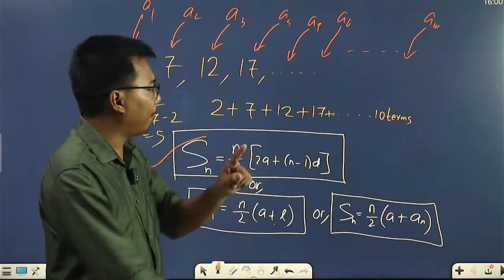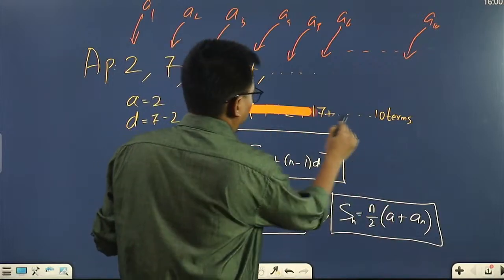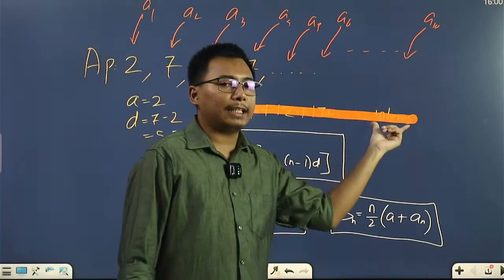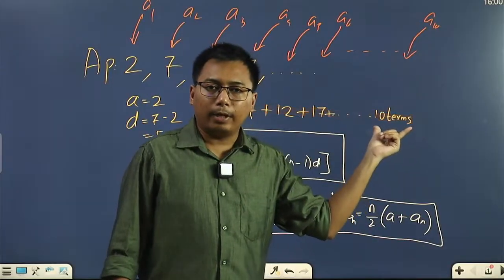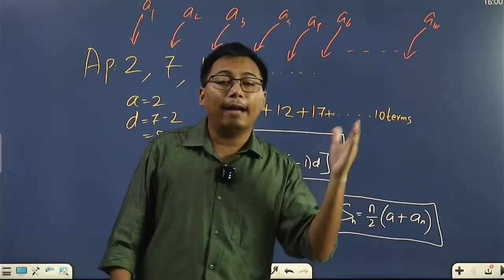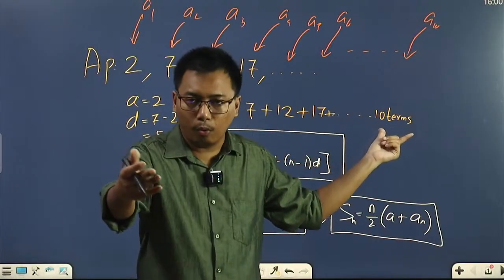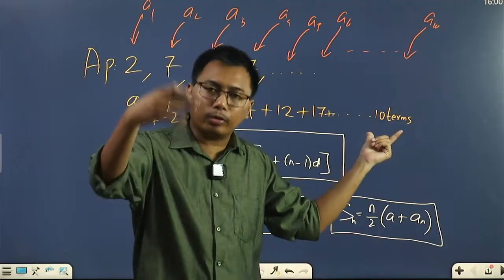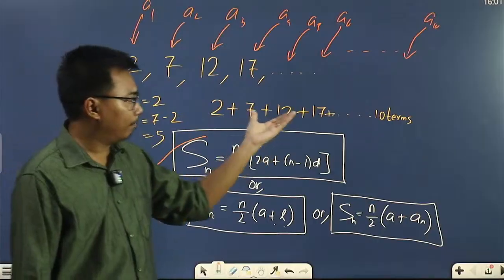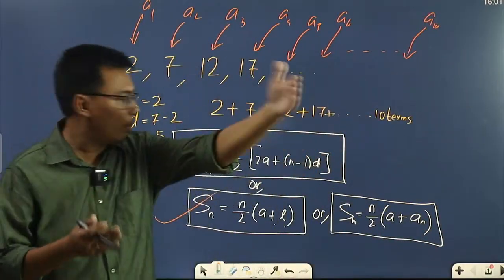For example, in this AP we have 2, 7, 12, 17, and it says up to 10 terms. In this AP, you add all the 10 terms. Do we have the 10th term given here? No. So we do not have the last term here. So we can simply use the first formula to find the sum up to 10 terms.